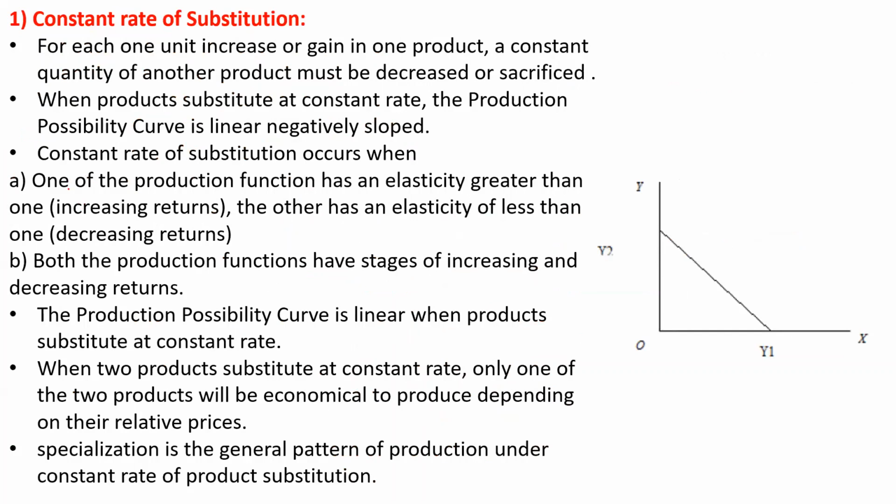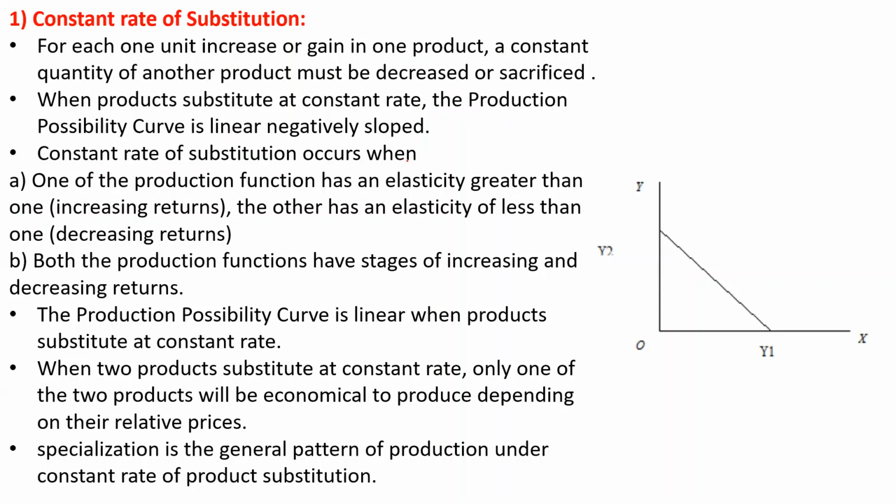Next, we have three types of substitutions again. First is the constant rate of substitution. For each one unit increase or gain in one product, a constant quantity of another product must be sacrificed or decreased. So this is called the constant rate of substitution. When products substitute at a constant rate, the production possibility curve is linear and it is negatively sloped from left to right.